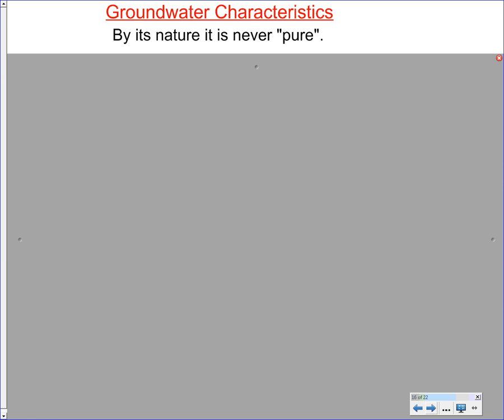Underground, by its nature, it's not pure. It's not pure at all. Why do I say by its nature it's not pure? Right. But what's its nature? Where is it? Underground. Where there is what? Dirt. So it's dirty. It's not pure because it's where the dirt is.